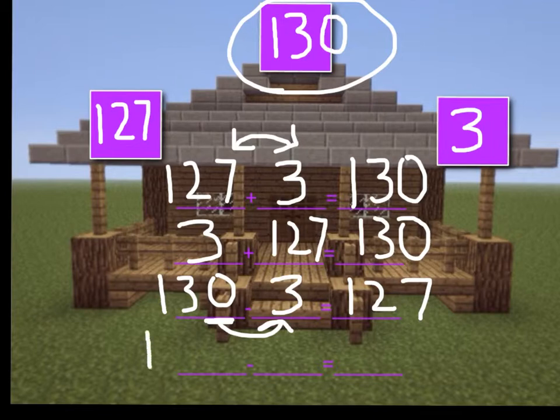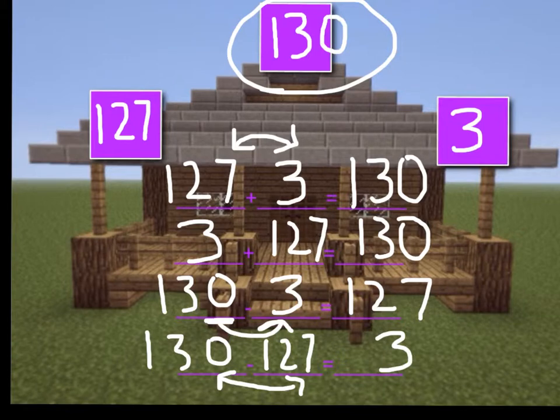Now the bottom one is 130, take away 127. And again, I use my rainbow fact knowledge to know that the partner to 7 is 3. So my answer must have a 3 in it, and sure enough, the answer is 3.